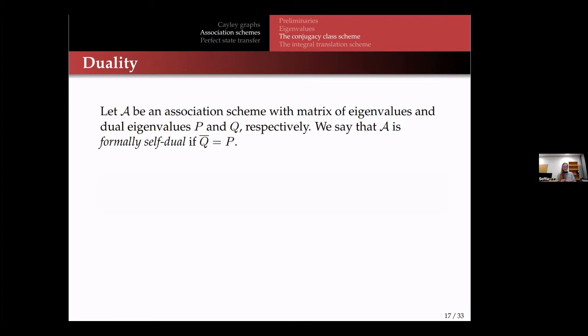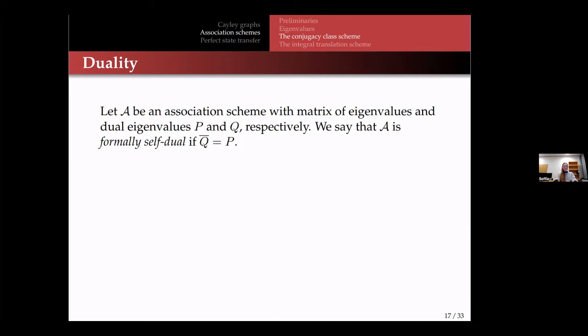But translation schemes happen to be either what we call formally self-dual, or they have another scheme that is dual to that scheme. And this is not something that happens in general with association schemes. It happens in all translation schemes, however. And I think that the dual schemes is something that hasn't been studied that much. And it seems like it could be useful for some things.